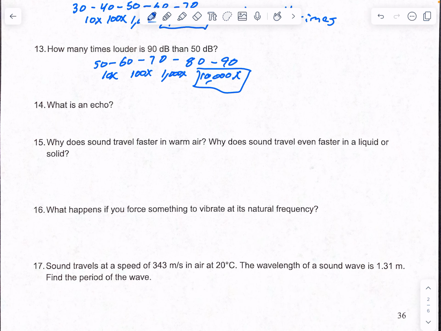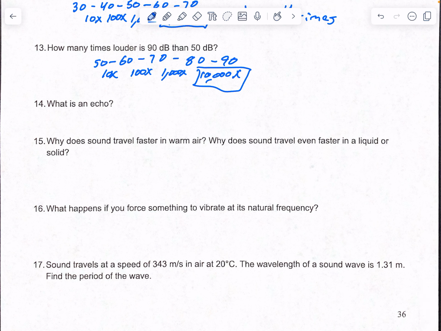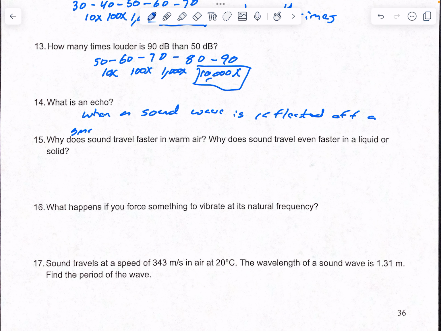Let's see, what is an echo? So an echo basically is when a sound wave is reflected off a smooth and hard surface.